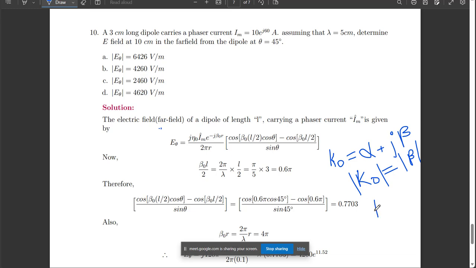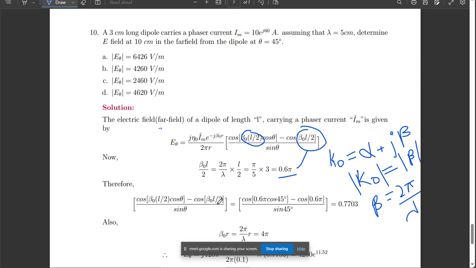So beta is how much? Beta becomes 2 pi by lambda. This is what is used here for beta naught L by 2. So the value of beta naught L by 2 is 2 pi by lambda into L by 2, and we got the value for this term, which equals 0.6 pi.